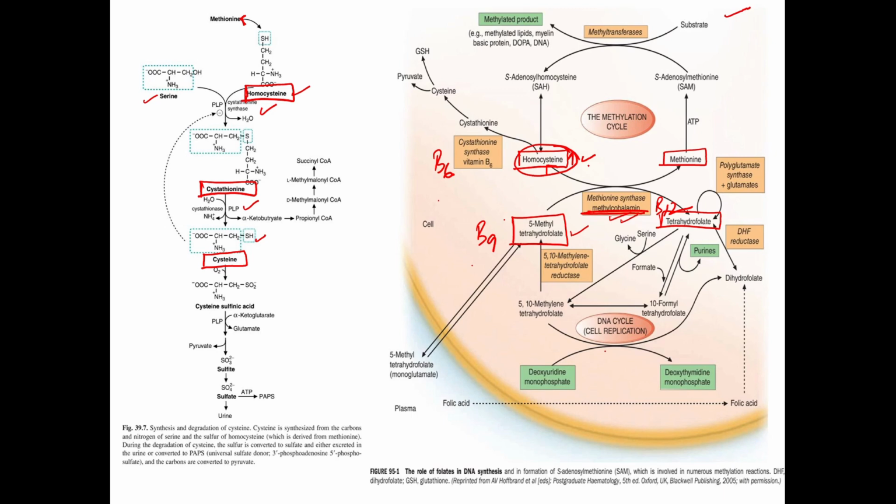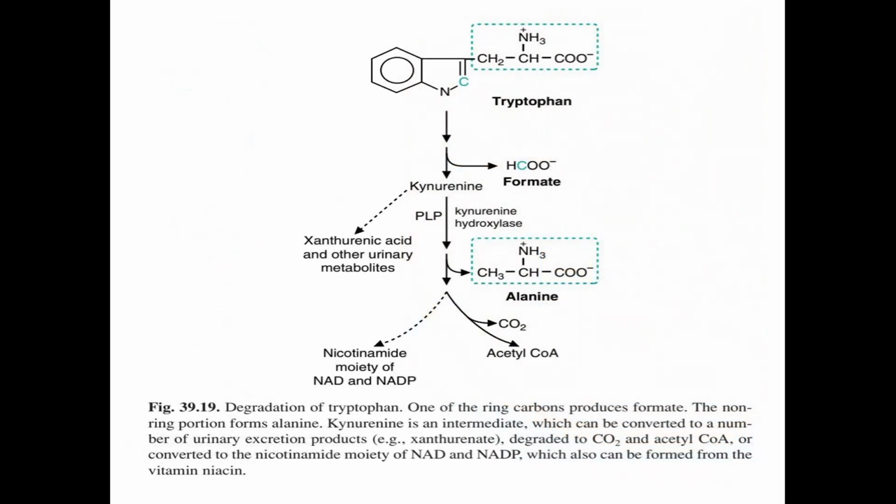Be it any of these deficiencies, an excess of homocysteine will in turn convert into S-adenosyl homocysteine. And again, this is also a reversible reaction. If at all there is an excess of S-adenosyl homocysteine, this reversible reaction will not proceed in this direction and will not form methylated products. Now, these methylated products are very important.